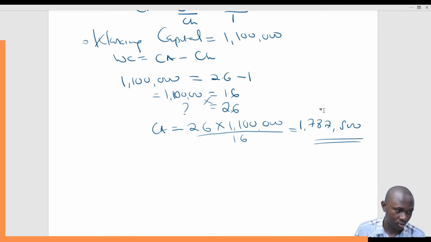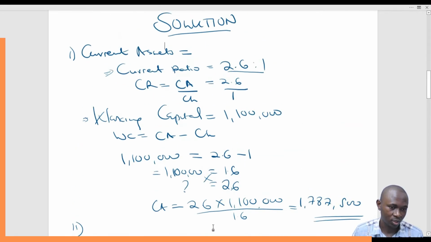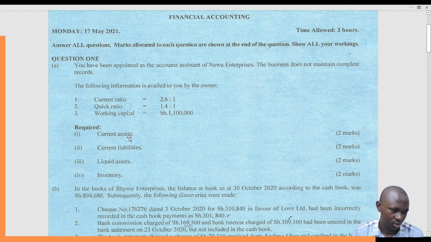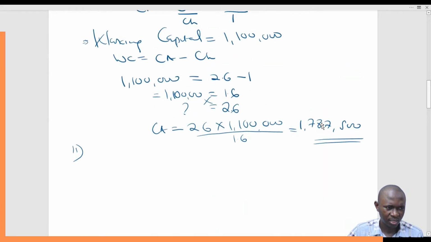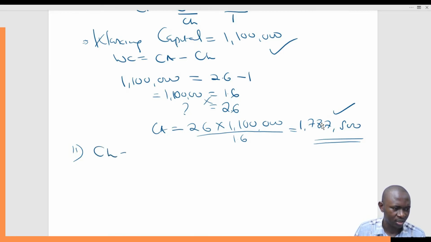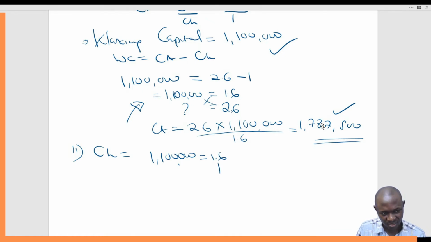So I'll go to number Roman 2. Here we are supposed to work out current liabilities, 2 marks. You will get the first mark here and the second mark on the answer. How do we get current liabilities? We just pick from where we stopped. This is where the answer is, instead of starting from 0. We've already said that 1.1 is equal to 1.6. So now we're asking for 1. We were asking for 2.6 when working out current assets.